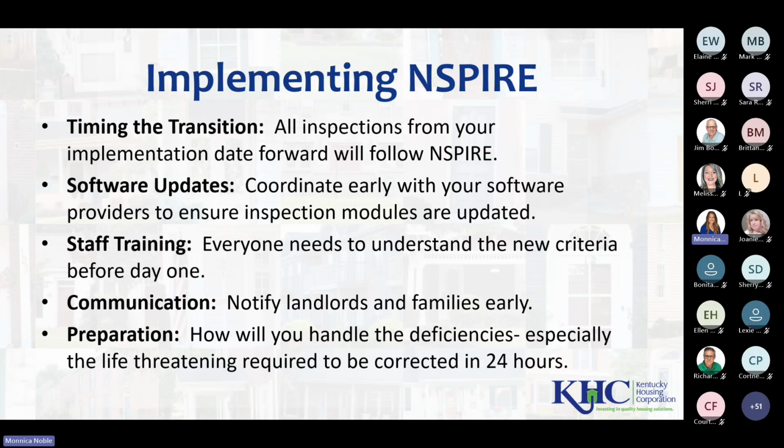And then most importantly, your PHA should have plans on how to handle those life-threatening deficiencies that require correction within a 24-hour window. I know once we implemented NSPIRE, that was a big hurdle for us, was the enormous amount of 24-hour violations. It's such a larger list now with NSPIRE, and I can't stress enough to have a plan on how you're going to handle those violations. Are you going to have to go out and do a physical recheck the next day? How your PHA is going to set that up.